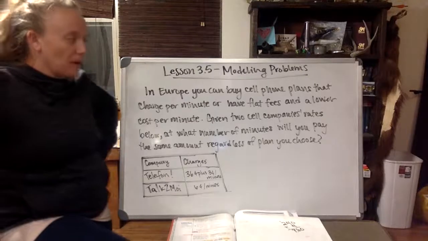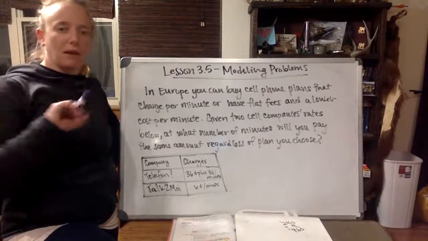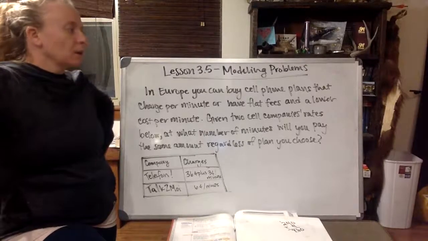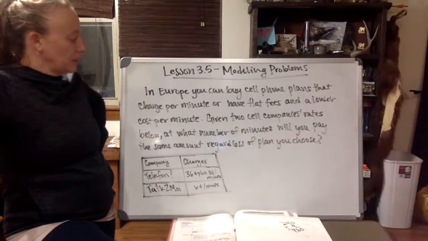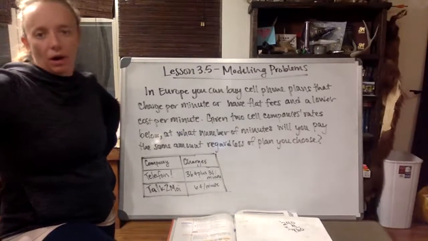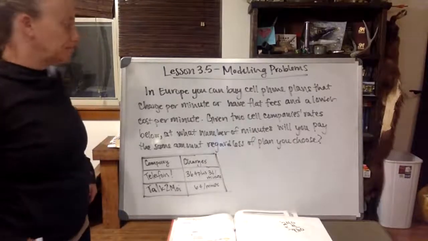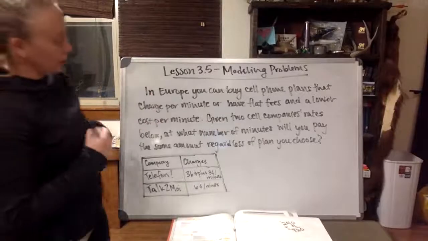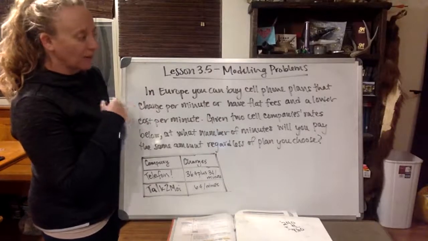In Europe, you can buy cell phone plans that aren't just a flat rate of like $49.99, where you can use all the minutes you want or send all the text messages you want. In Europe, you can actually buy cell phone plans that charge per minute, or have a flat fee and then charge you per minute at a lower rate. But here is a situation that is occurring.